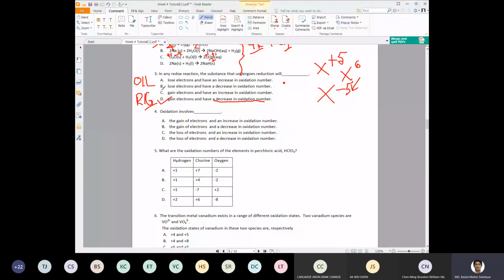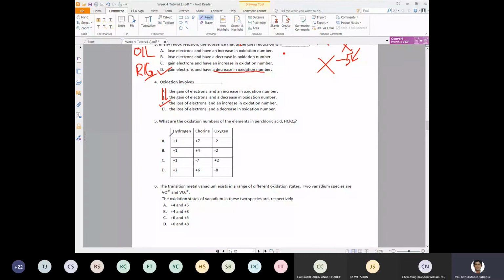Oxidation is just the opposite: oxidation is loss of electrons. So electrons will be lost. So these two are not correct, no need to consider these two. Among the other two, there is loss of electron and increase in oxidation number, and another one is loss of electron and decrease in oxidation number. So the electron is lost and the oxidation number is increased to a positive number.